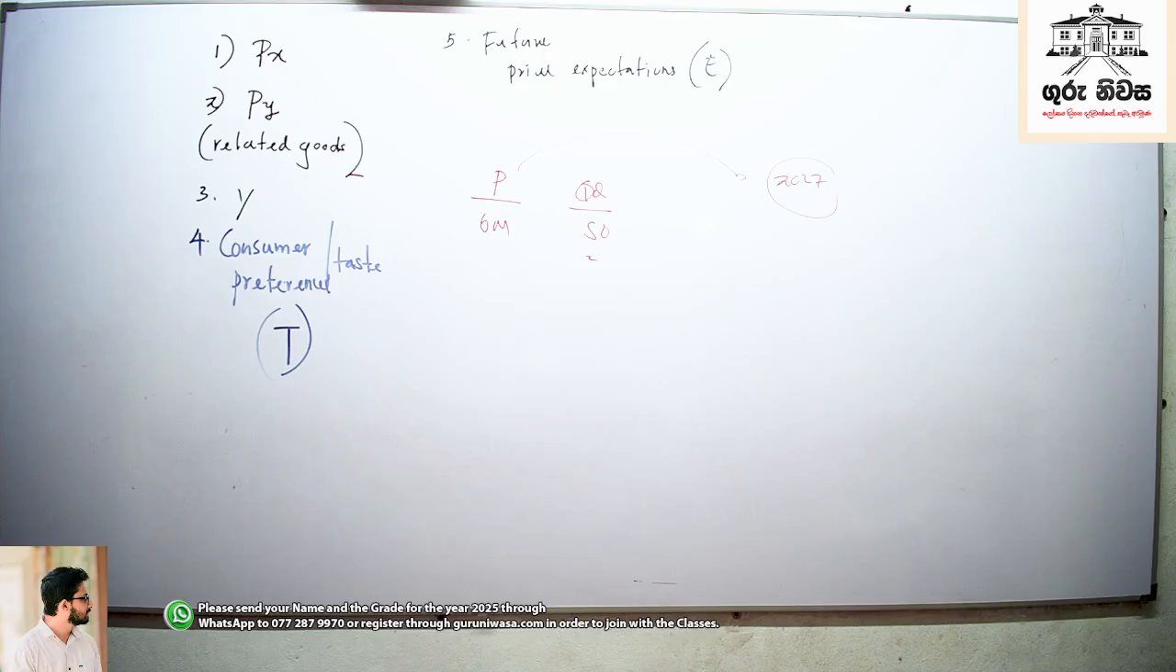Then people didn't buy more cars before February 2025 because people expected that price would decrease in the future. This is called future price expectation. What I need to say is that this future price expectation directly affects demand for a product.